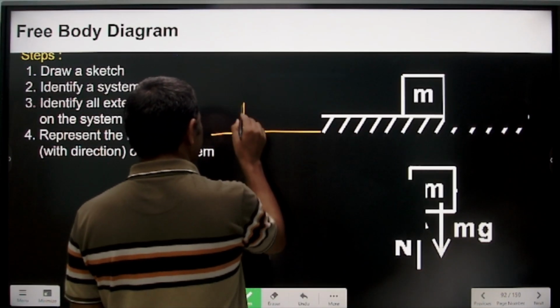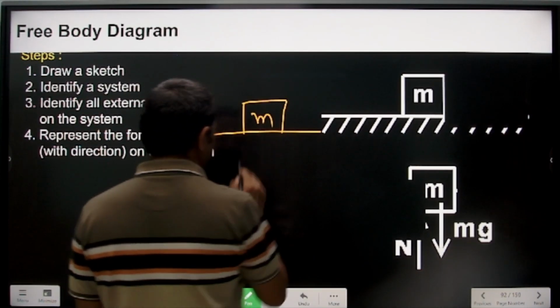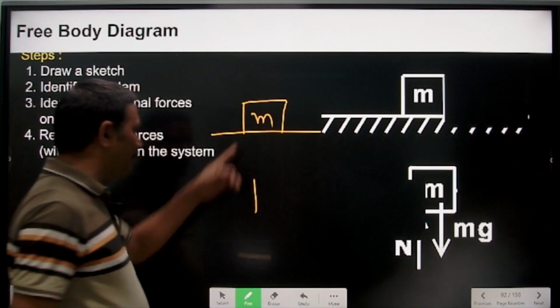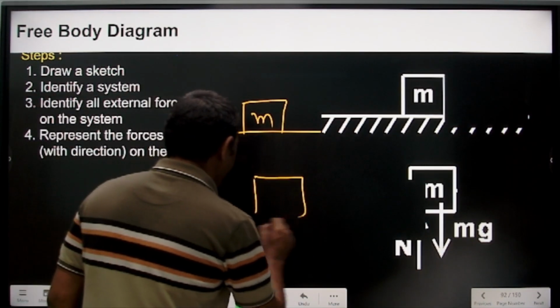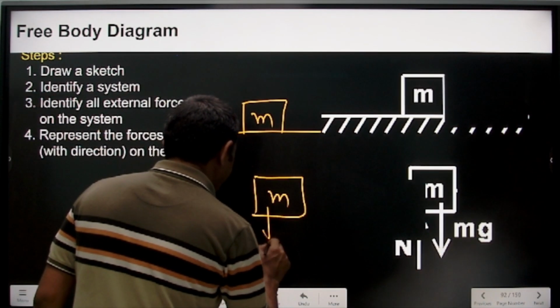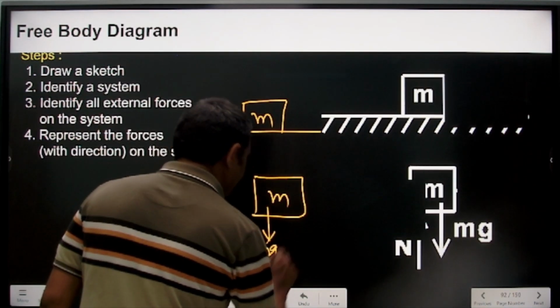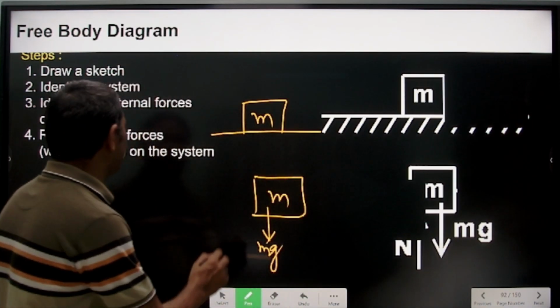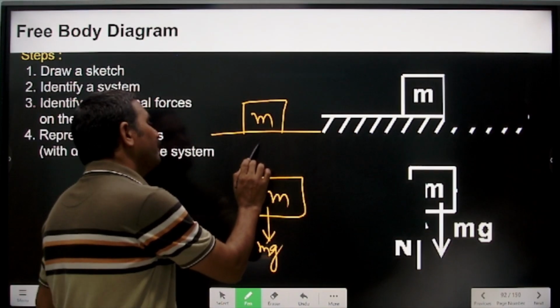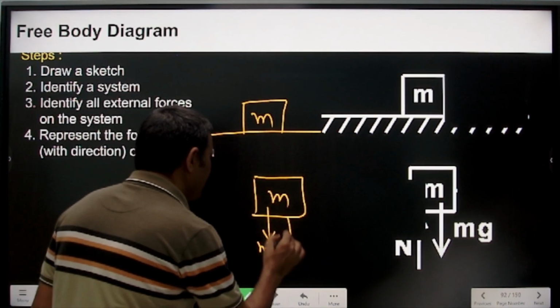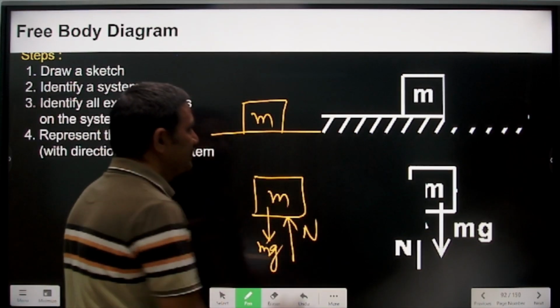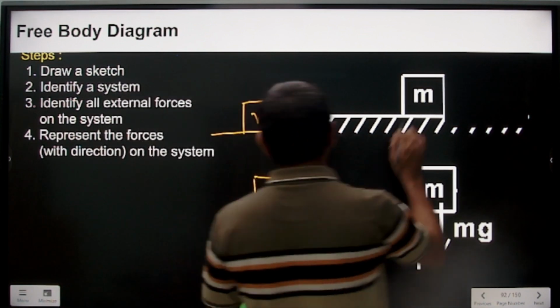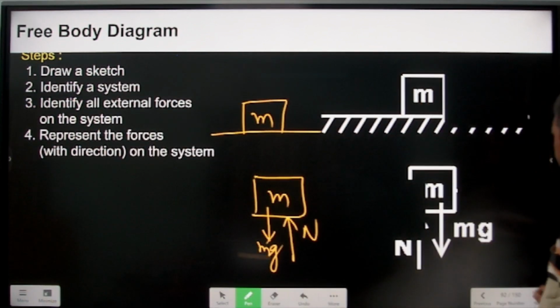Suppose here a mass m is placed. First separate the body from the diagram. Here the body is separated, mg acts vertically downward, and the surface exerts a force on this object, which is called the normal reaction. This is the free body diagram of this mass m.